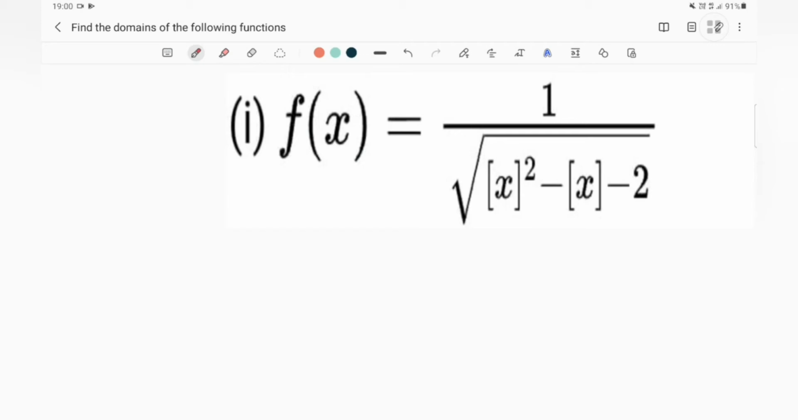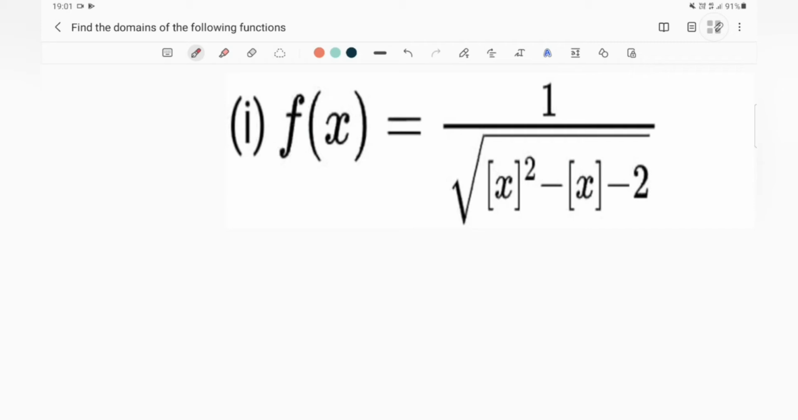In this video, we are going to discuss functions. In functions, the domain of the following functions, the type of questions we will discuss are greatest integer function type questions. Let us have a discussion. The first question: f of x equal to 1 by square root of [x] whole square minus [x] minus 2. So, how to find the domain of this type of function?